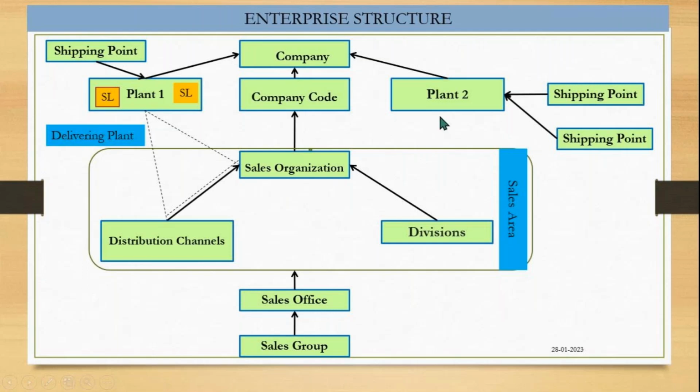You define them individually, and the company code is assigned to the company, the sales organization is assigned to the company code, the distribution channel is assigned to the sales organization, and the division is assigned to the sales organization. The combination of these three is nothing but a sales area, and the sales office is assigned to the sales area, the sales group is assigned to the sales office, the plant is assigned to the company code, the plant is assigned to the sales organization through the distribution channel, and the shipping point is assigned to the plant, and storage locations are defined within a plant.